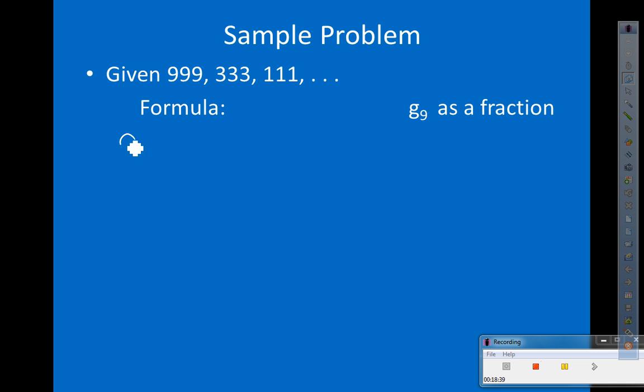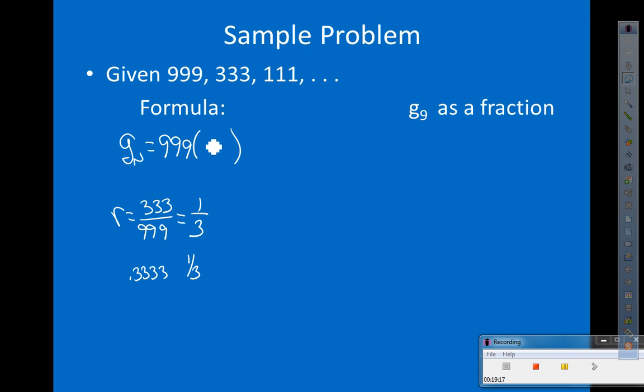I've only got a couple more of these. G sub n equal, if you got this down, you can fast forward the video, 999 times, oh boy, that looks hard. But to get my R value, R equal 333 over 999, which is 1/3. If you need to, in your calculator, 333 fraction key 999, and it'll tell you it's 1/3. If you ran it through your calculator, you're going to get 0.333333333, which is one of those decimals I expect you to know is 1/3. So 1/3 to the n minus 1.